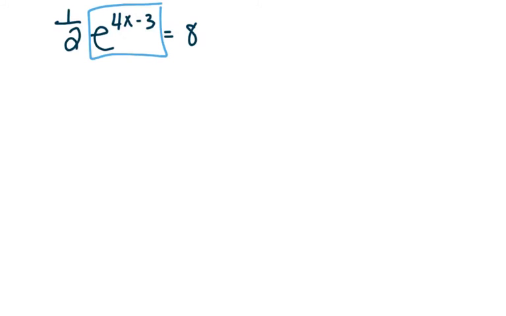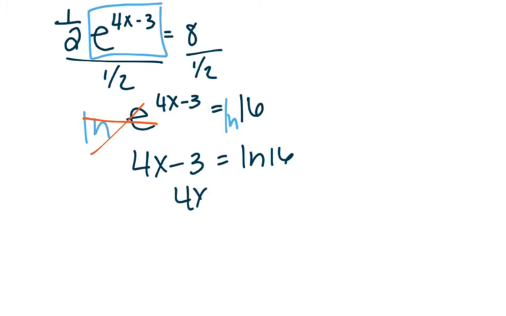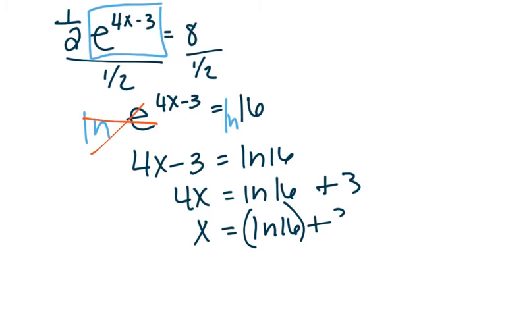Okay, so for this one, I'm going to try and isolate this part first. I'm going to divide both sides by 1/2. Make sure when you're dividing by a fraction, you put the fraction in parentheses or you get the wrong answer. Okay, to get rid of an e, I have to natural log both sides. The nice thing is this cancels out. Then I'm going to add 3 to both sides. And then I'm going to divide by 4. Make sure you're doing that part separately, then divided by 4.